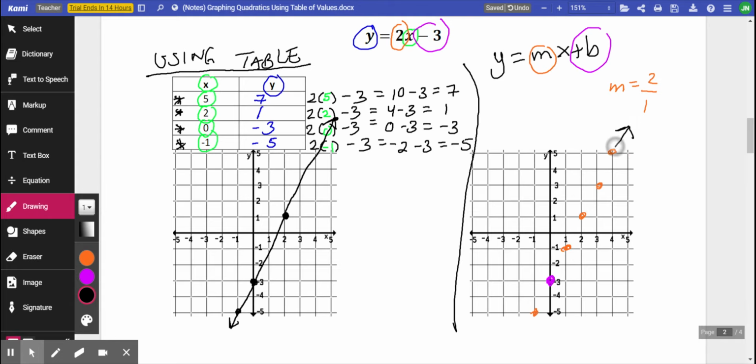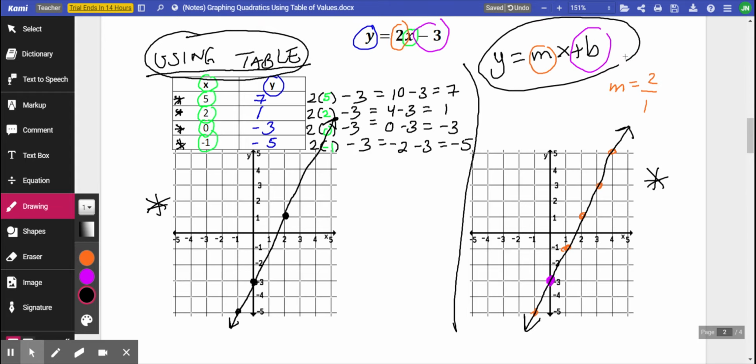So once we connect all the dots, as you can see, the more dots you have, the straighter your line will be. So you can see that these two are the exact same thing, right? So this line and this line are identical, but we graphed it two different ways. This one was using a table, so we use a table to be able to graph. And this one is using the formula y equals mx plus b. Either way, we get the same answer.